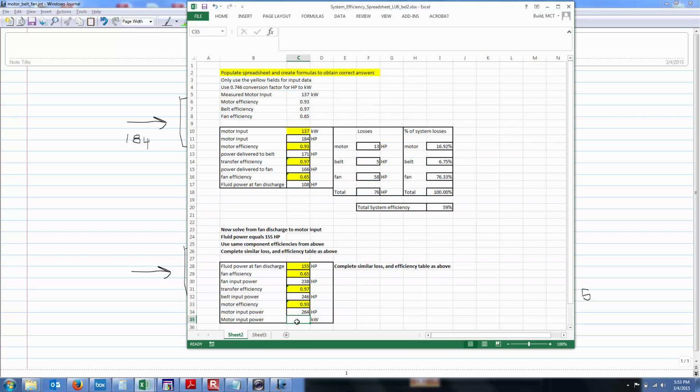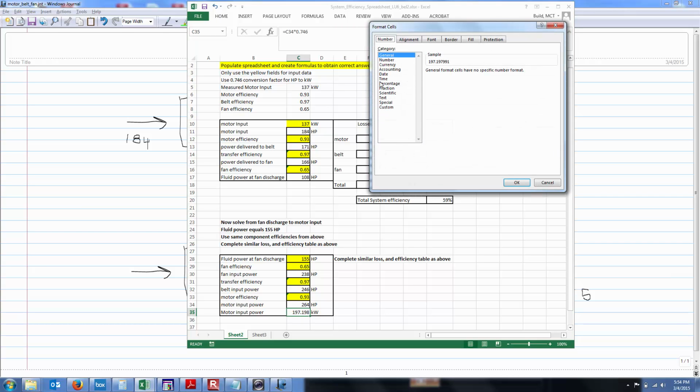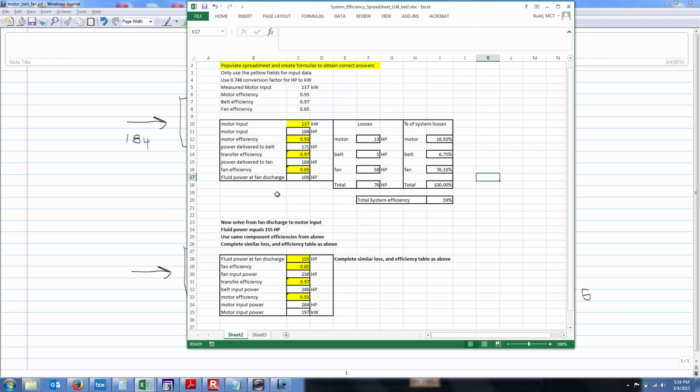And finally, we'll convert to kilowatts equals that. Kilowatts is going to be smaller, so times 0.746. Enter. So, okay, it's looking pretty good. Control 1. Number. Okay, and then the next problem, so that's looking pretty good.